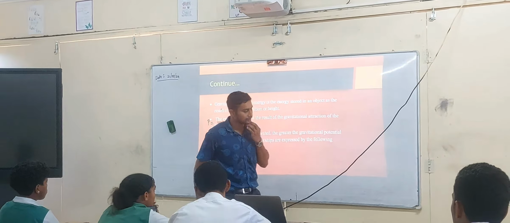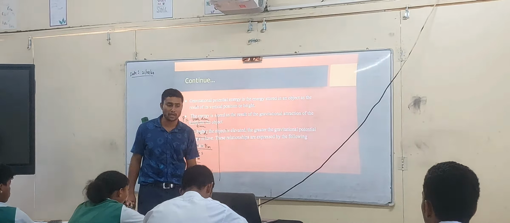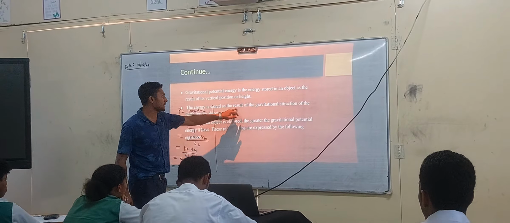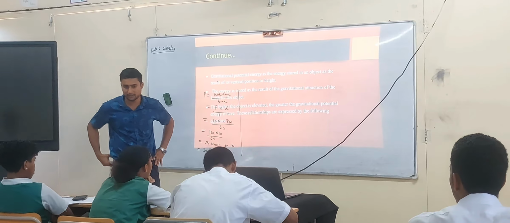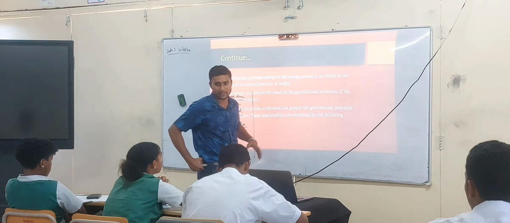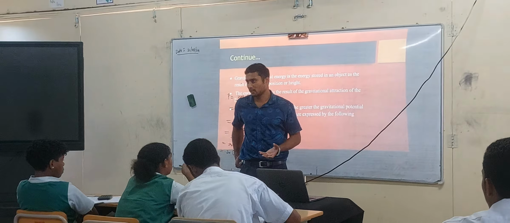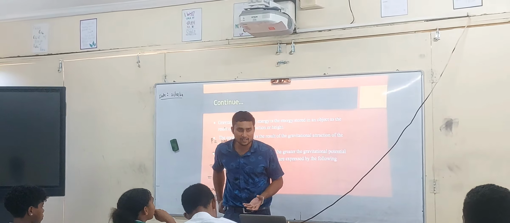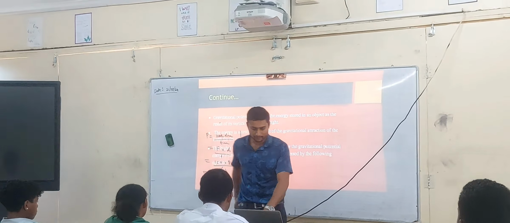Gravitational potential energy is the energy stored in an object as a result of its vertical position or height. As I mentioned, the energy is stored as the result of the gravitational attraction of the earth for the object. Gravitational acceleration is a constant, which is 10 meters per second squared.